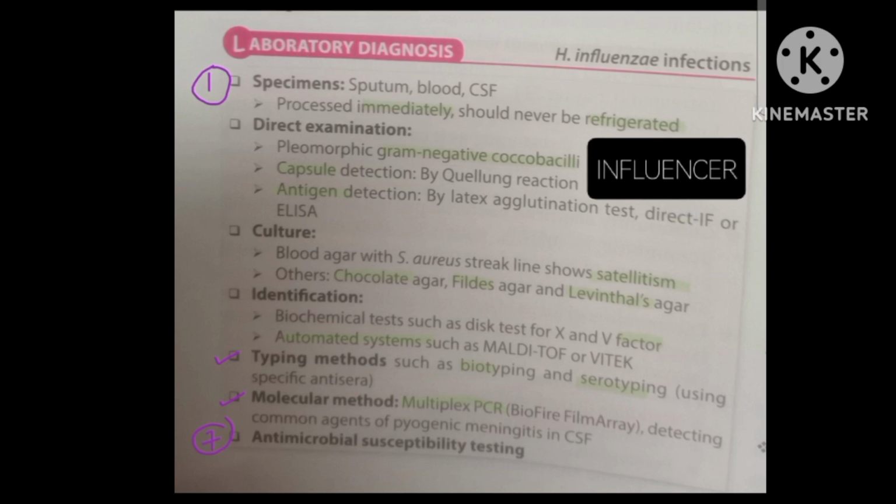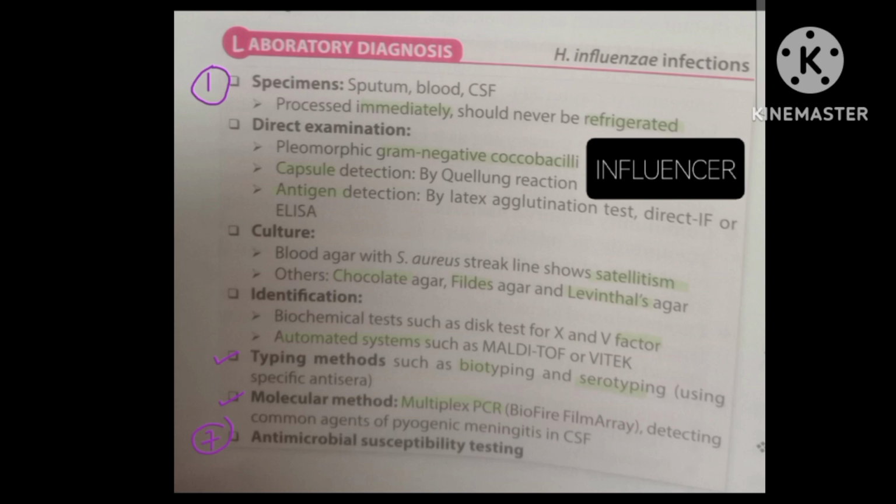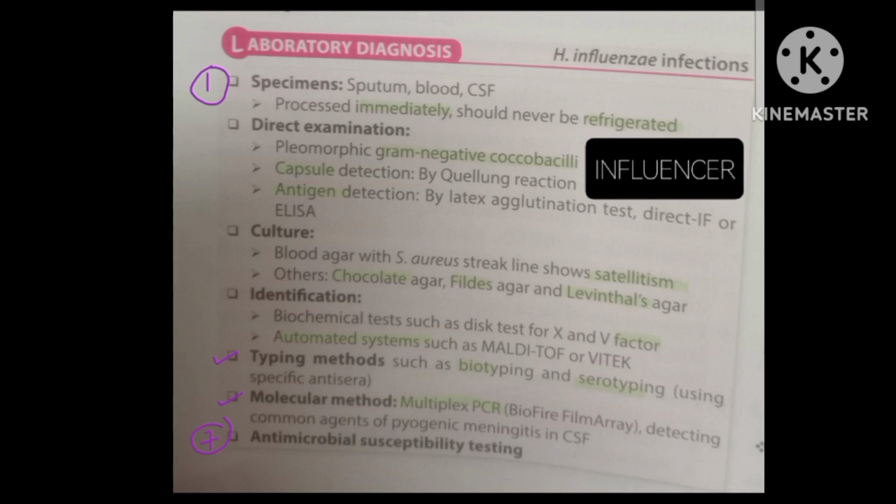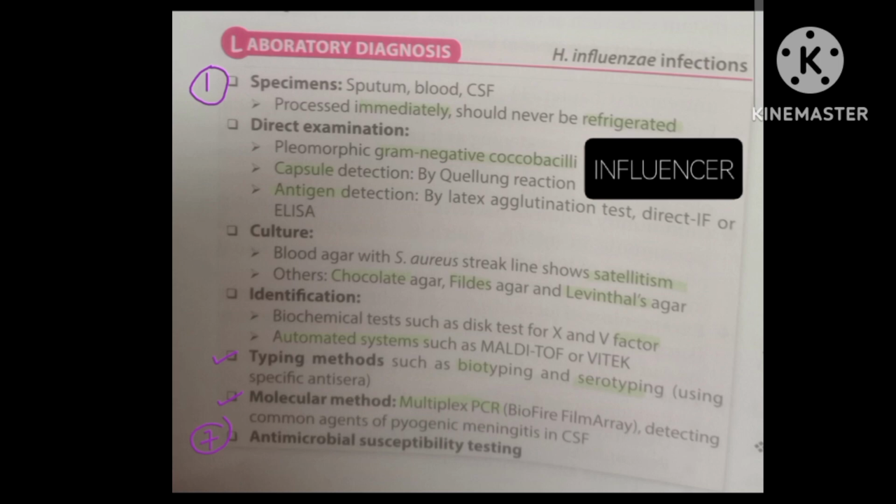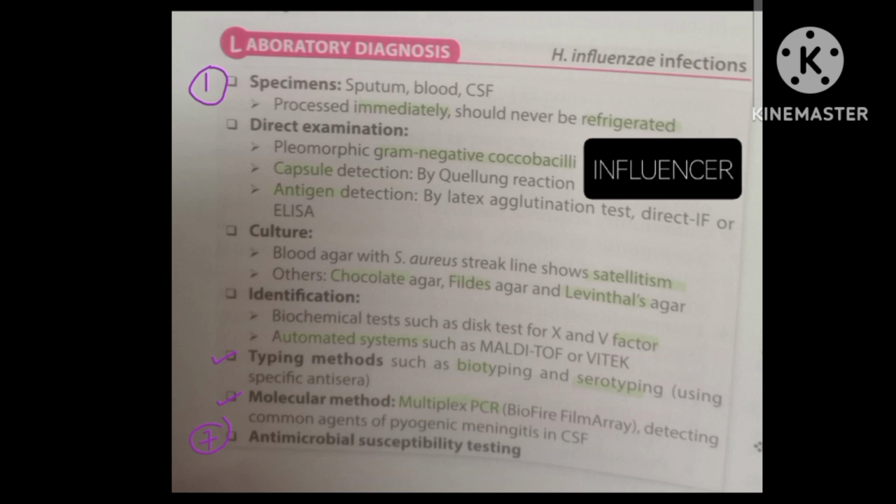Now the culture. One important thing to remember: the influencer is coming as a satellite, and back at home the influencer had chocolate fields, which were named Fildes, and this field's name was Levinthal's. All right, so this is a culture. In culture, what are you doing? Blood agar with a Staph aureus streak line shows satellitism. Very important to write in the answer for this bacteria. Others: we have the chocolate agar, Fildes agar, and Levinthal's agar. You have to remember the chocolate agar, Fildes agar, and Levinthal's agar.